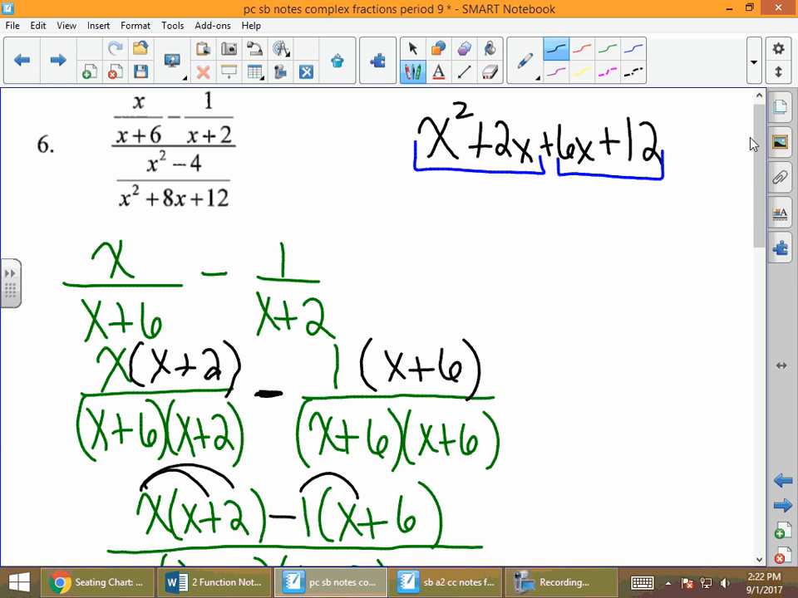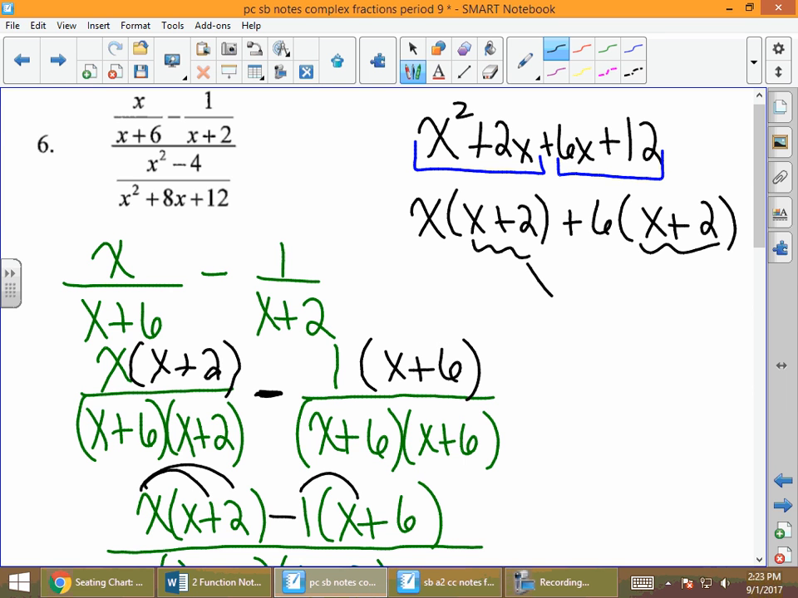And when we group here, we've got x times x plus 2, plus 6 times x plus 2, which ultimately means that we have x plus 2 times x plus 6.